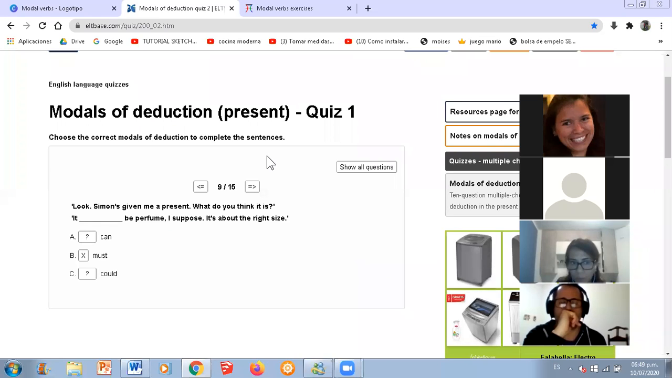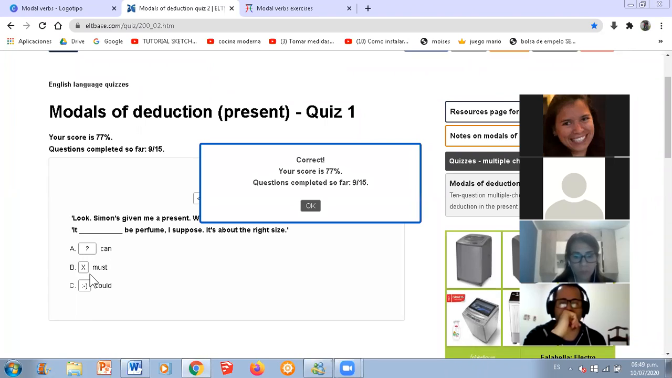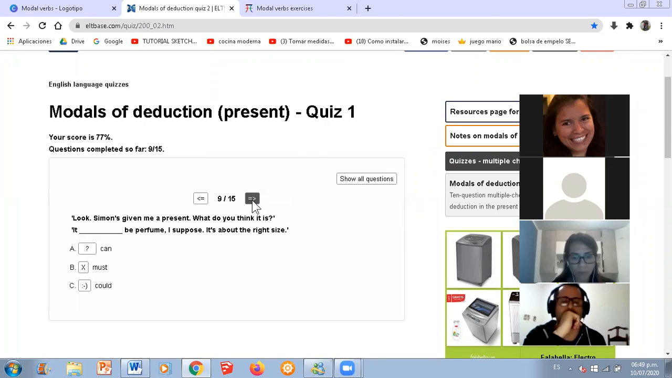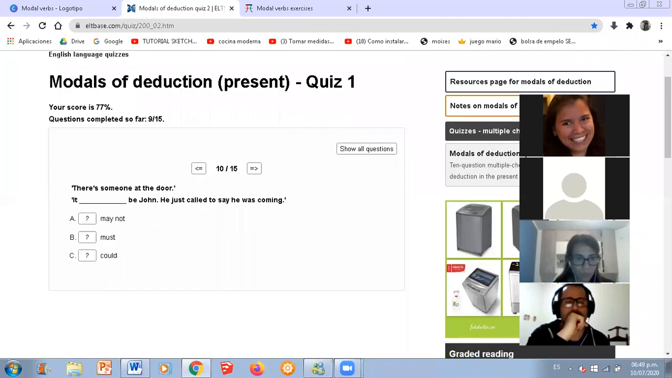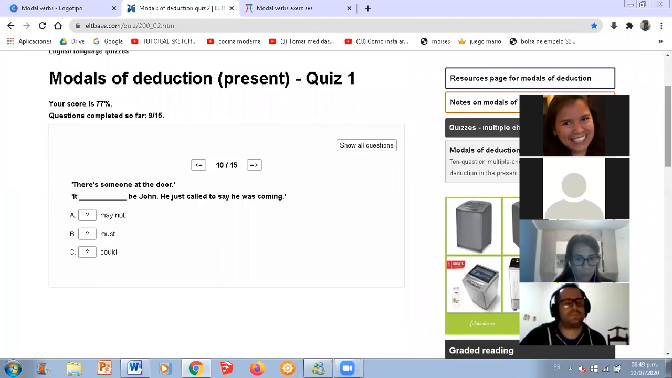I can the perfume. No, it's not can. Can is ability. Remember, could for probabilities. It could be perfume. Could, might, may. Probabilidades, cuando no estás segura. No estás 100% segura de lo que dices, de que tu deducción sea acertada. Listo.